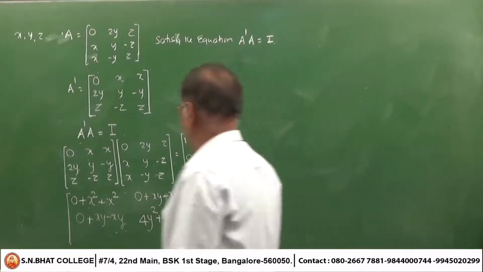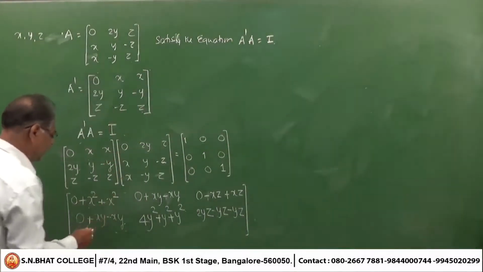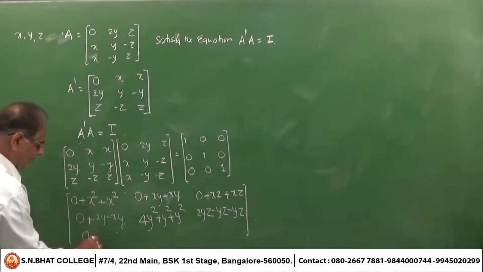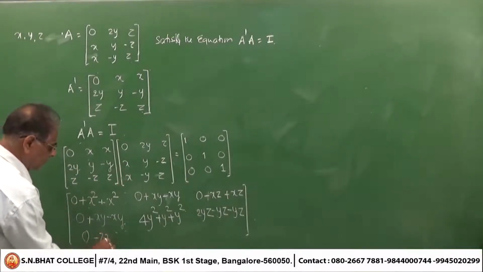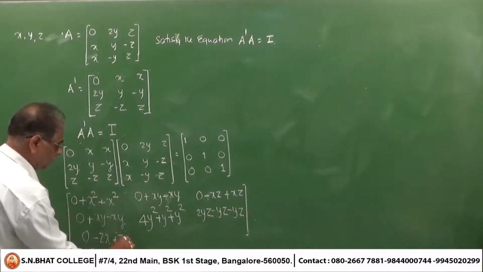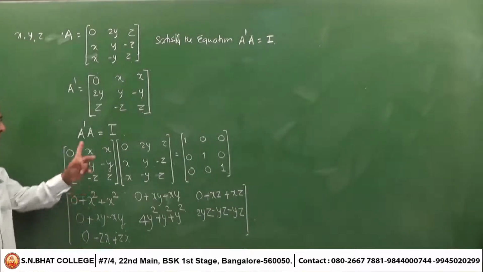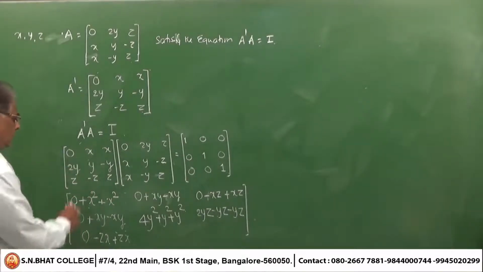Next, third row, first column. z into 0 is 0, minus z into x is minus zx, plus zx. z into x is zx. This is multiplication of third row with first column.